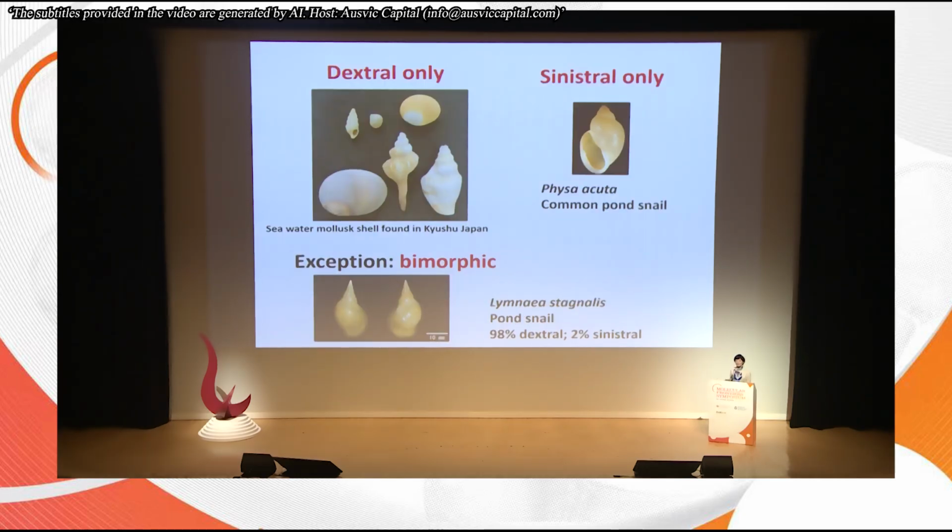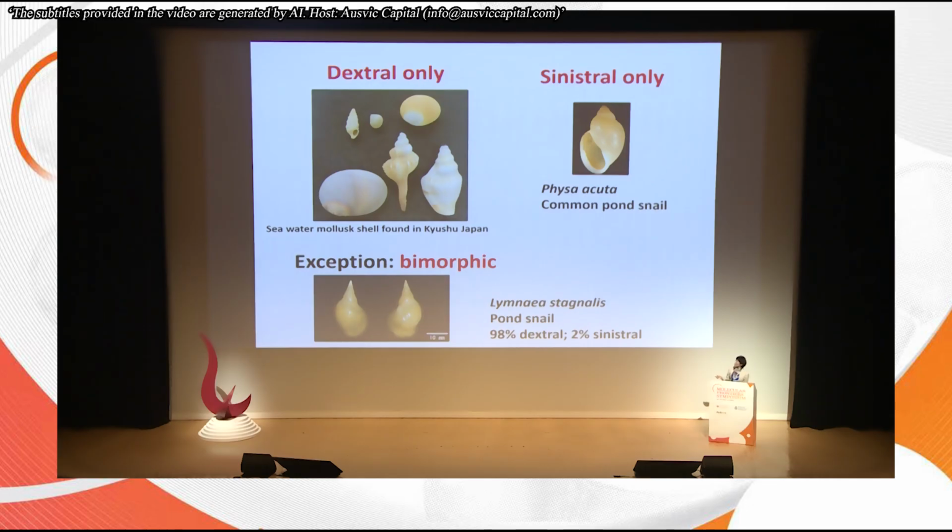Most snails, I'm working not on land snail, but aquatic snail. And this one I picked up in the sea in Japan, and these are dextral-only snails. And this one is a sinistral-only snail called Physa acuta. I'm going to talk about this a little bit later. This is a common pond snail. But always, the exception is more interesting. And the snail I'm working on is Lymnaea stagnalis. It's a pond snail, and it has 98% dextral and 2% sinistral in the wild.